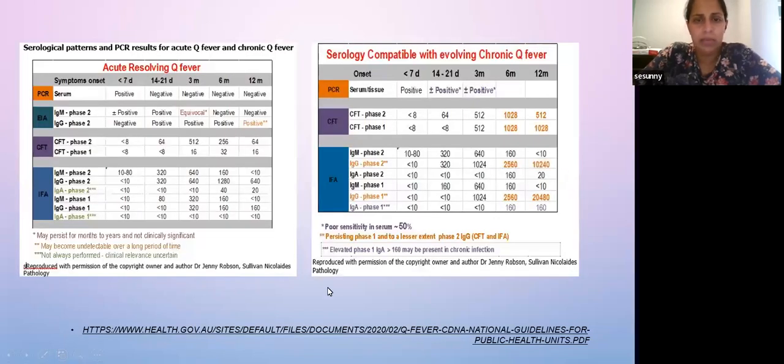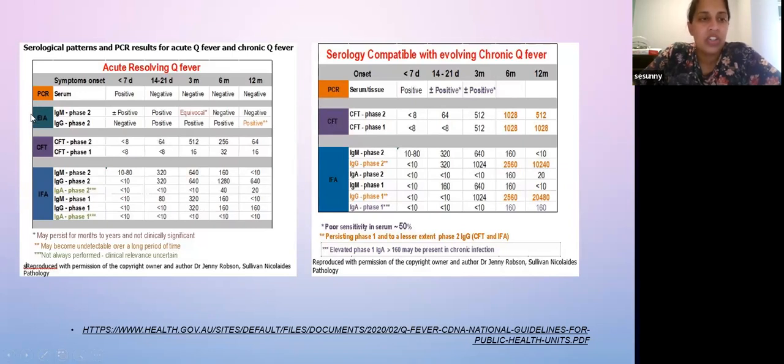This was a nice table taken from an Australian paper looking at the time of onset of symptoms and then the antibody titers according to those times. So it's quite a complicated table here, and you have to look at each of the serological methods on its own.